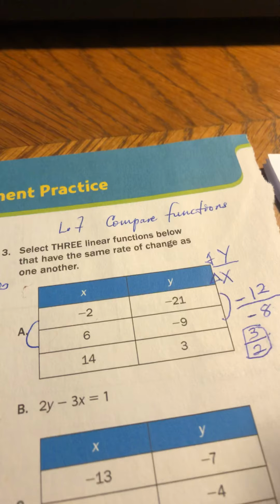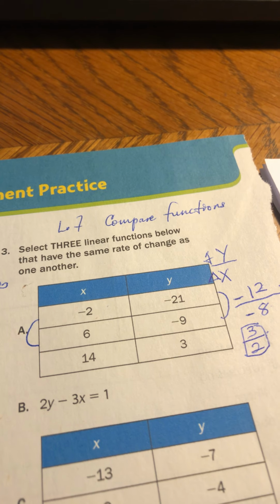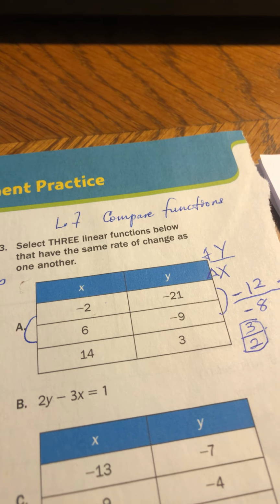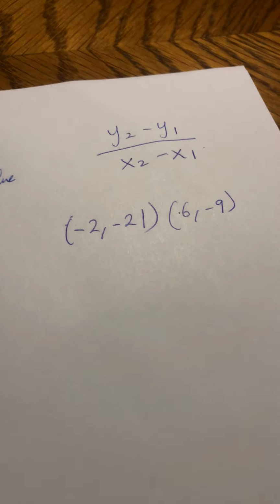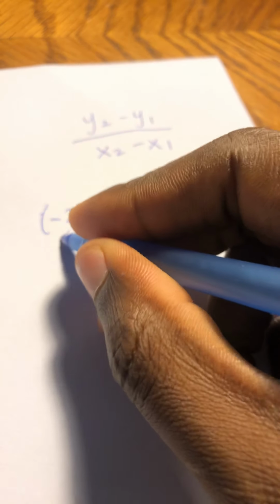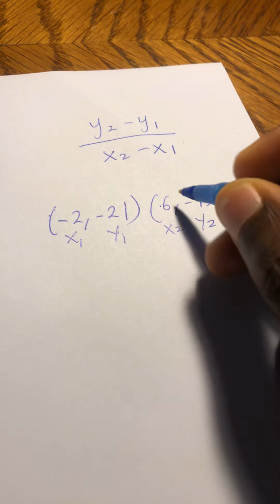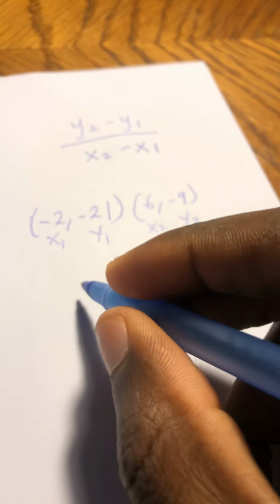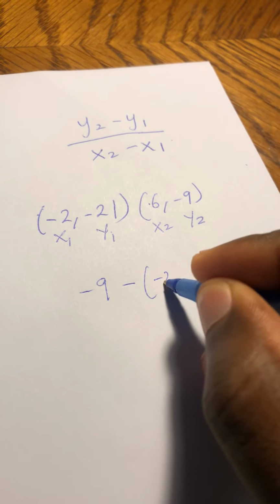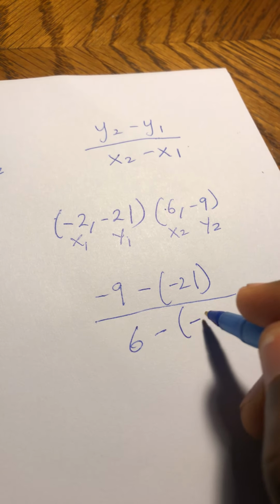All right? So using my slope formula, I'm using these first 2 points. So I'm going to have negative 2, negative 21, and 6, negative 9. Okay? Remember, when you're using the slope formula, you write out your ordered pair, x and y, and then you label it. This is my first x, this is my first y. This is my second x, this is my second y, and then we're going to plug it into that formula. So y2 is negative 9, y1 is negative 21, x2 is 6, x1 is negative 2.